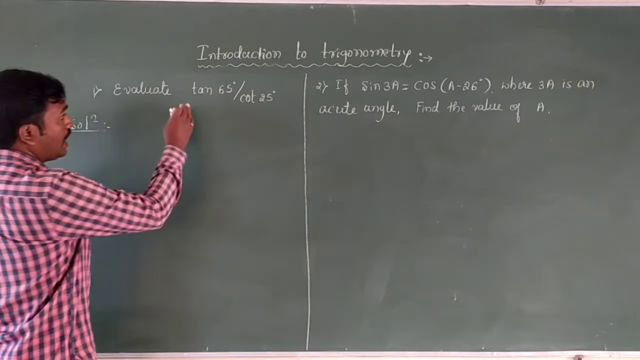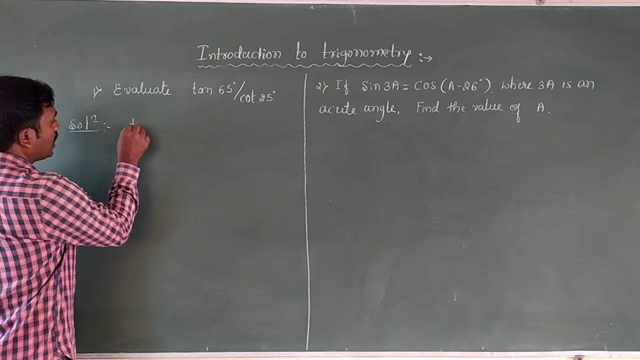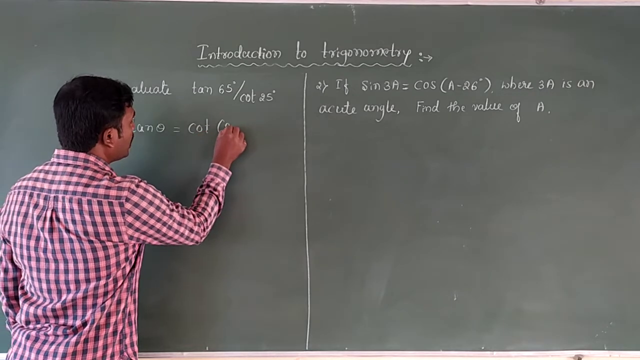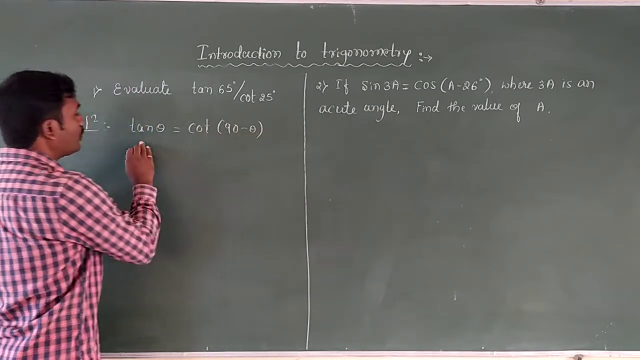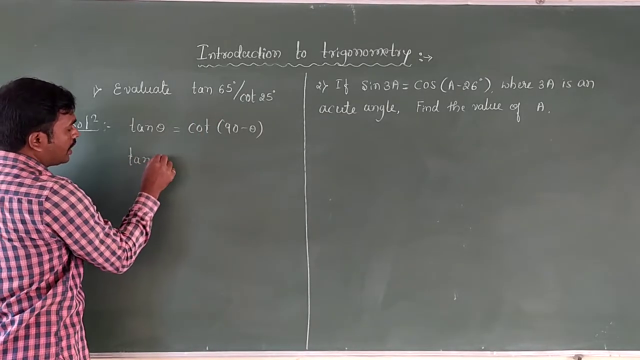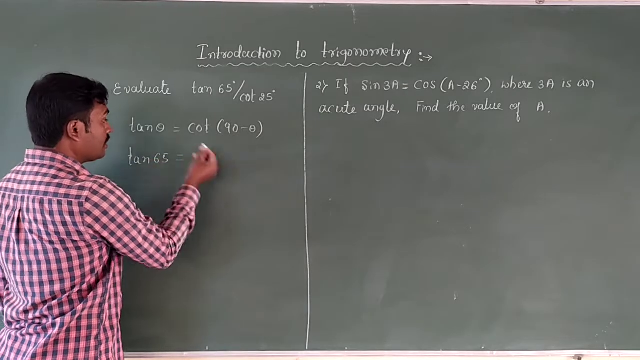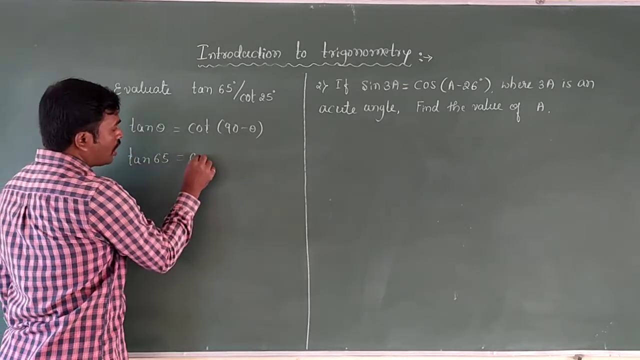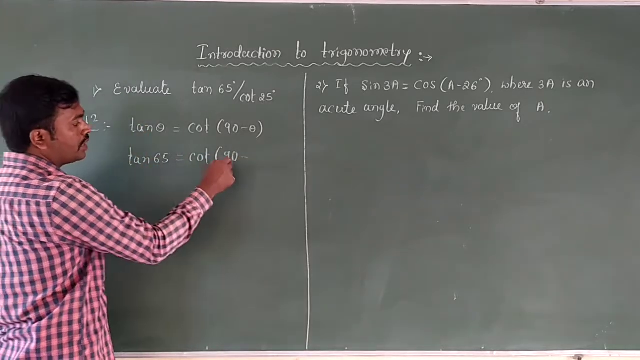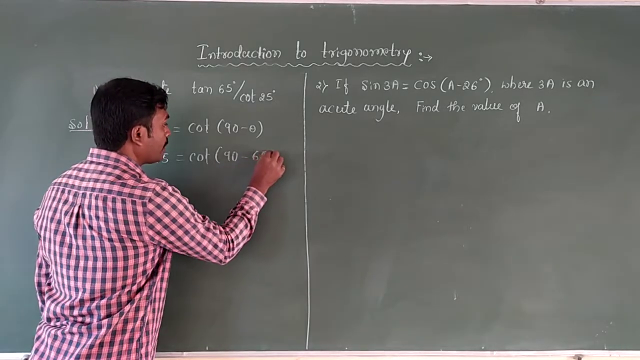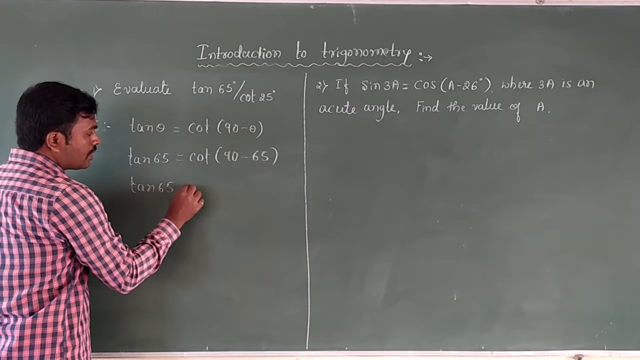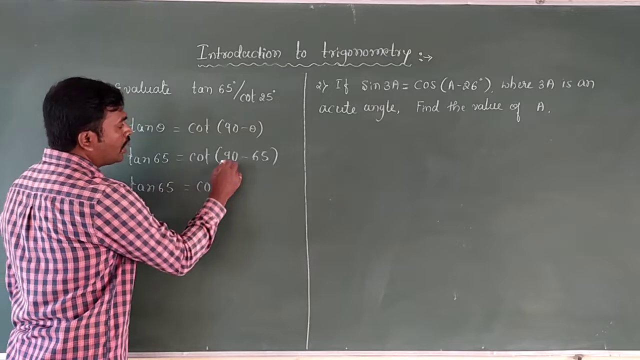Here tan 65 degree is given. We know that tan theta is equals to what? Cot 90 minus theta. Complementary of tan is cot. Here tan 65 is given. So tan 65 can also be written as what then? Here it is theta, so it can be written as cot 90 minus theta. Theta value is 65 degrees, so 90 minus 65. So tan 65 is equals to what? Cot 25 degree.